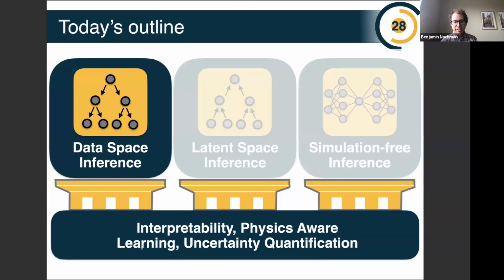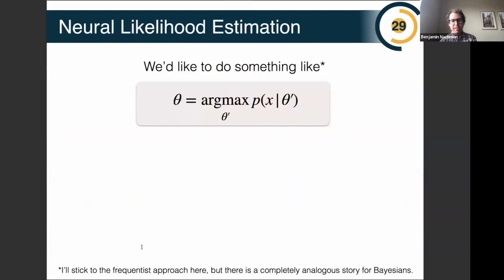Okay, I'm going to start with data space inference. So let me just get right down to it. We would like to do something like maximize the likelihood of our data. So X are the data. X might be high dimensional, and it might have a large number of events, or say many stars, or whatever the data format is, but X are the data, theta are the parameters. Theta could be many parameters. I'm going to stick to a frequentist interpretation of everything here, because as a collider physicist, I'm a card-carrying frequentist, but I think there's an exact analog of everything I'm going to say if you're a Bayesian.